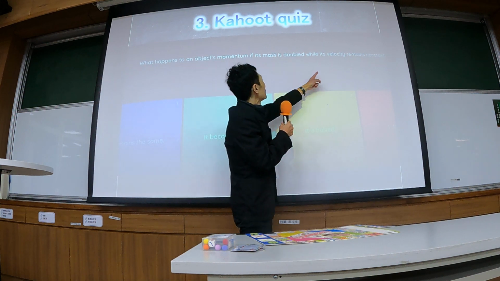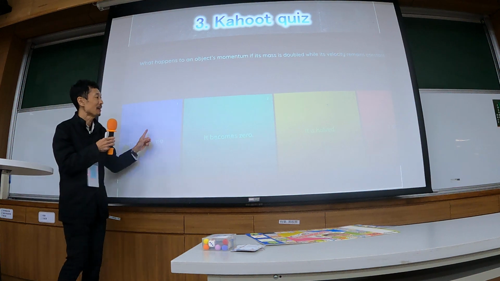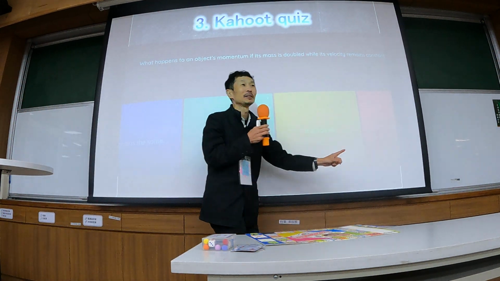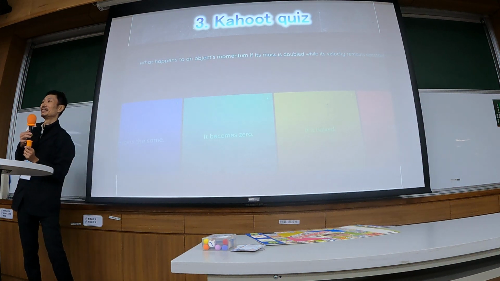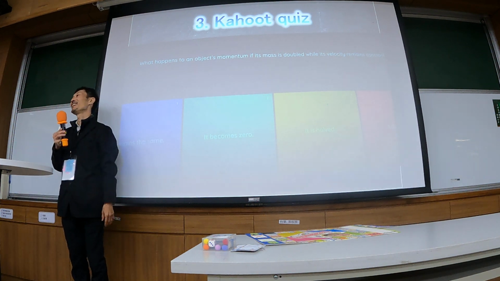What happens to an object's momentum if its mass is doubled while its velocity is constant? A, it remains the same. B, it becomes 0. C, it's half. D, it's double. Which is the answer? Double. Oh, okay.